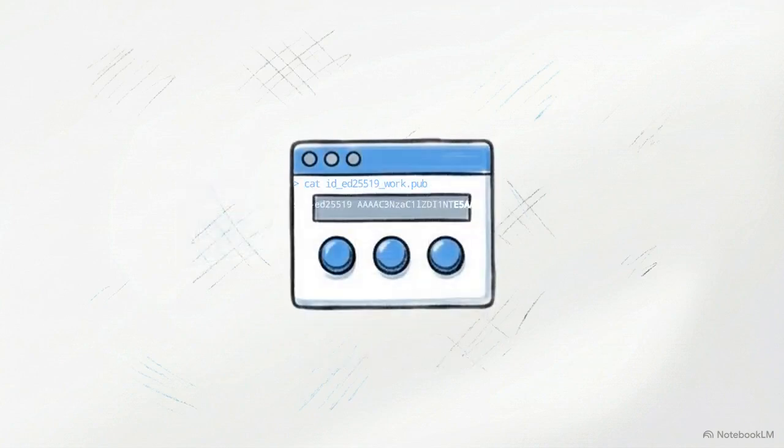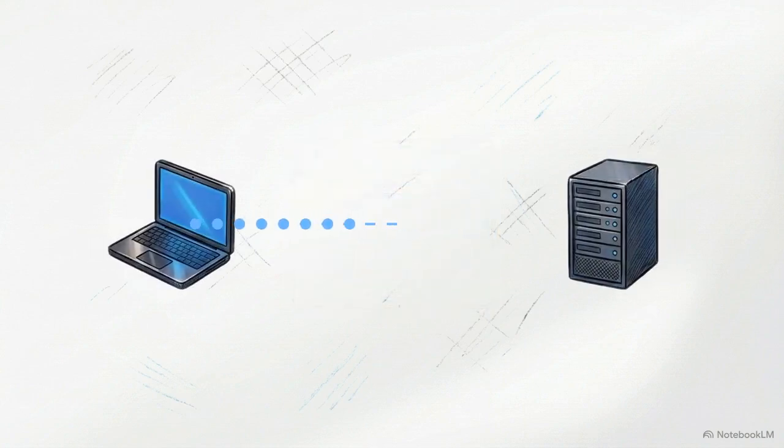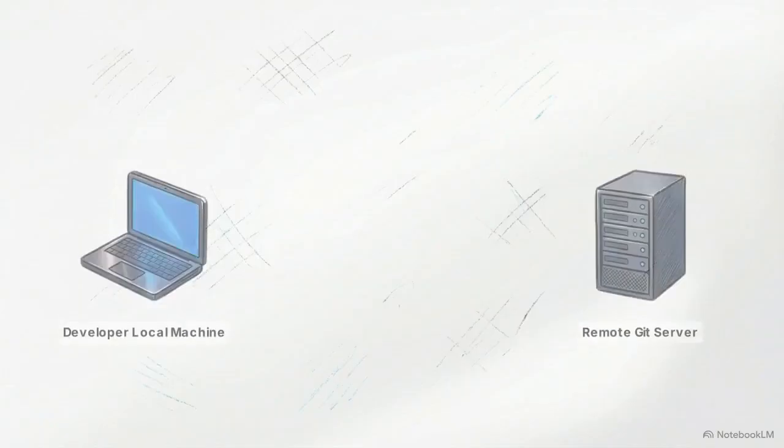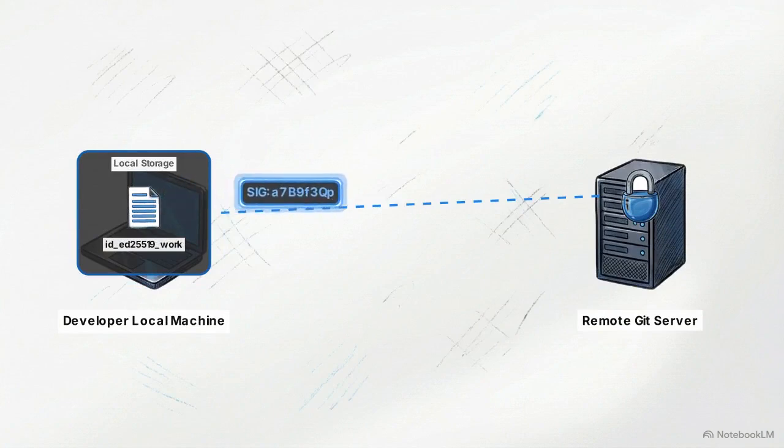Next, we need to extract the data we just created. Run the cat command on the file ending in .pub to print its contents to your screen, and copy that entire string of text to your clipboard. This .pub file is your public key, the part you share with external servers so they can recognize your machine. The matching file without an extension is your private key. It must never leave your computer, as it provides the unique mathematical signature required to authorize your connection during the handshake.